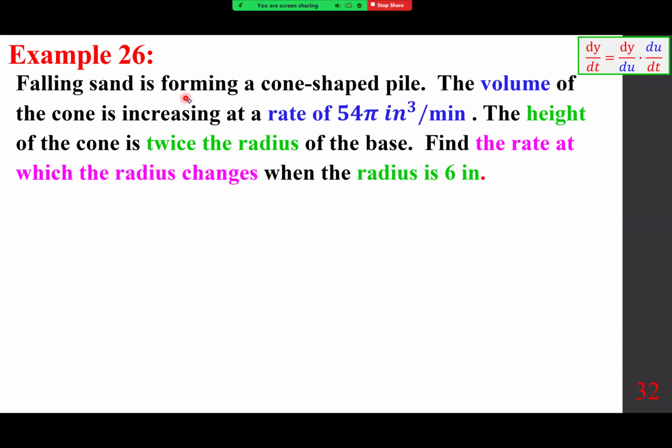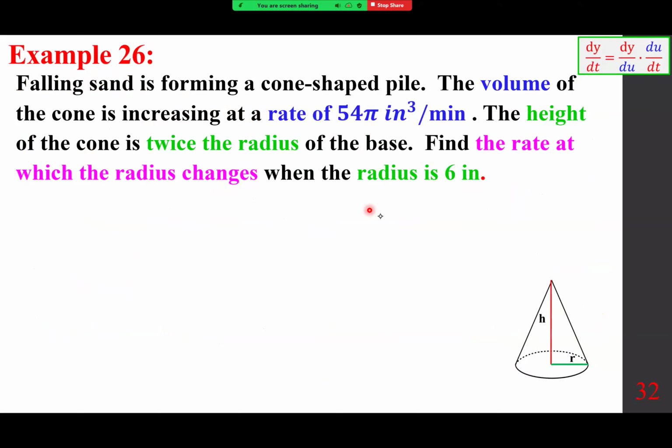Falling sand is forming a cone-shaped pile. The volume of a cone is increasing at a rate of 54 pi cubic inches per minute. The height of the cone is twice the radius of the base. Find the rate at which the radius changes when the radius is 6 inches.